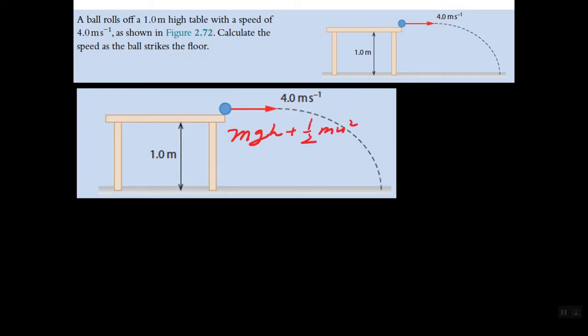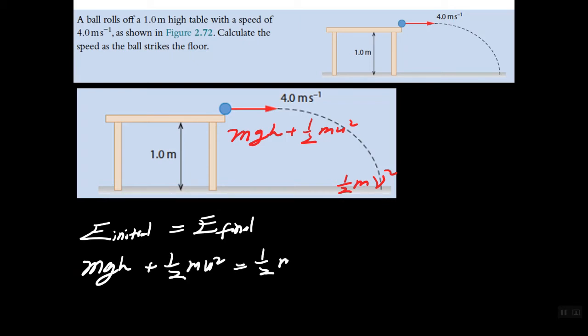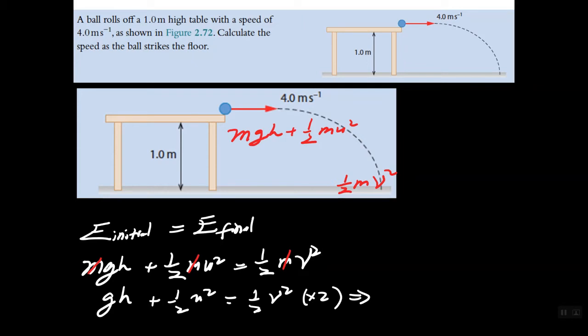As it lands with a speed v, so total energy is just a kinetic energy. Equating these two energies gives, mass cancel out. That gives us gh plus 1 over 2 u squared equals 1 over 2 v squared. Both side times 2, 2gh plus u squared equals to v squared.